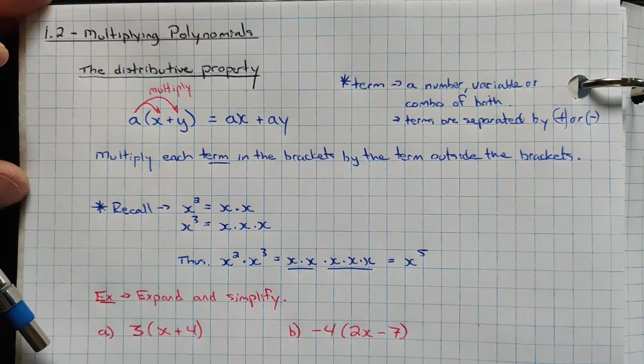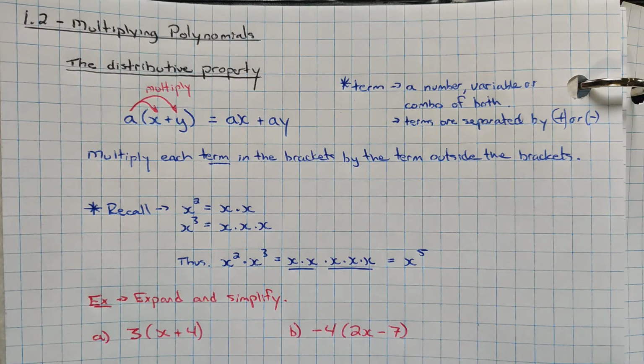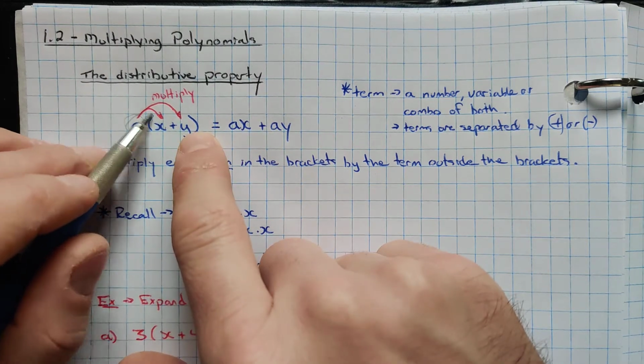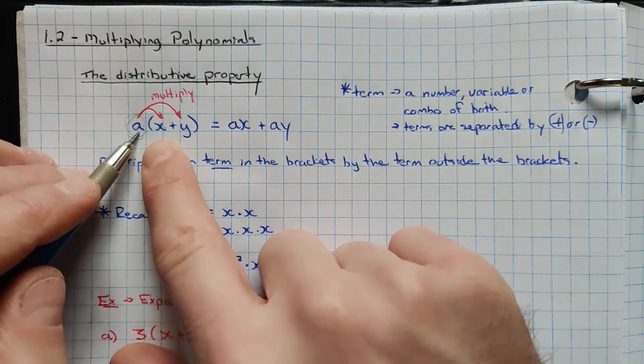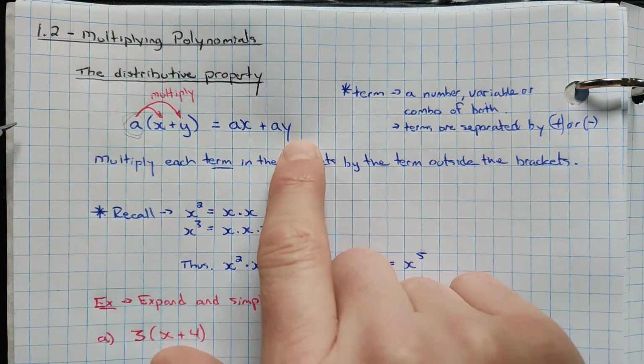In this section, we're taking a look at multiplying polynomials. When we're multiplying polynomials, we're going to use what's called the distributive property. What that is: we take the term outside of the brackets and we multiply each term inside the brackets by it. So here I have a times x plus a times y.